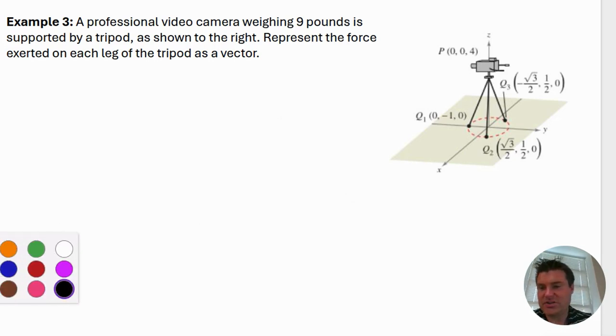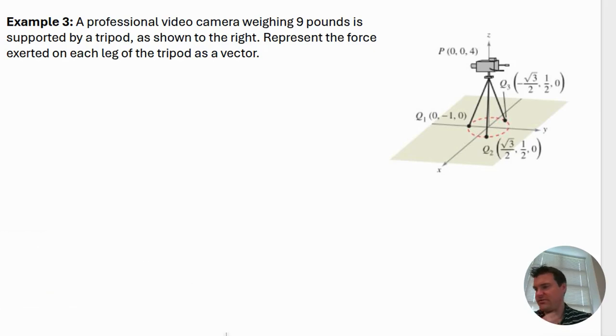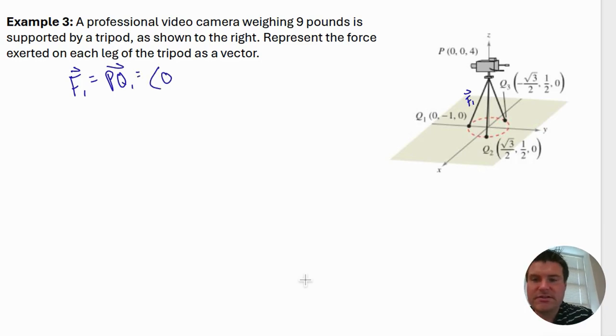Let's go ahead and find each individual vector. So for the first one, I'm going to do PQ1. I'll call this F1 right here so you can see that. I'm going to do final minus initial, so I'm going to do 0 minus 0, negative 1 minus 0, and 0 minus 4. So for F1, which is going to be PQ1, that is the vector 0 minus 0, negative 1 minus 0, and 0 minus 4, so negative 4.